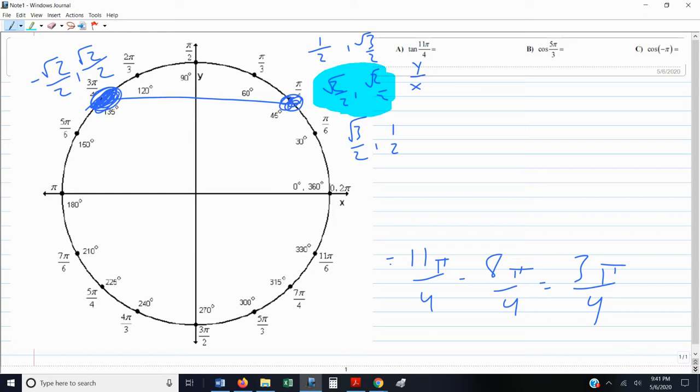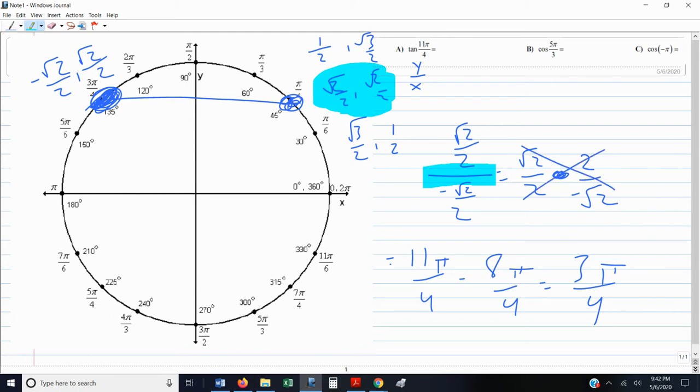For the tangent, we are doing the y value divided by the x value. And we know that this is division, which is the same as multiplying by the reciprocal. So I'm going to just jump right to that. Everything is canceling out except you have a negative sign. And so this is going to be -1.